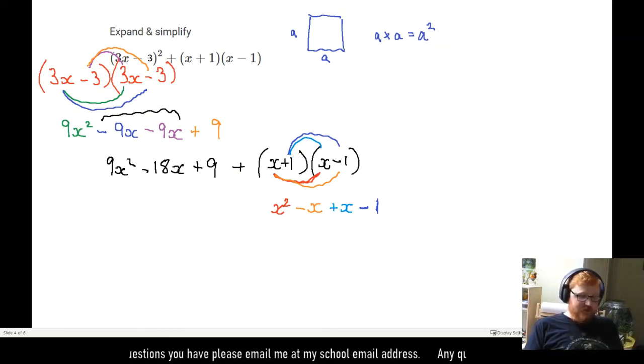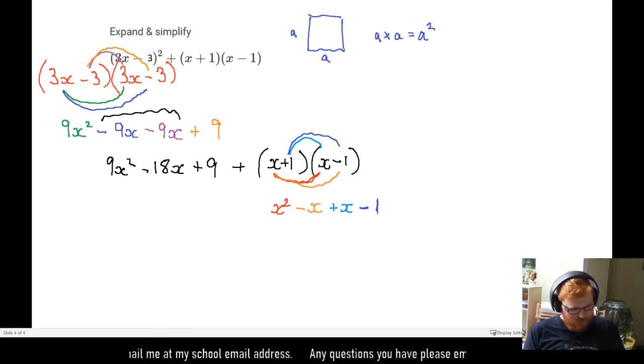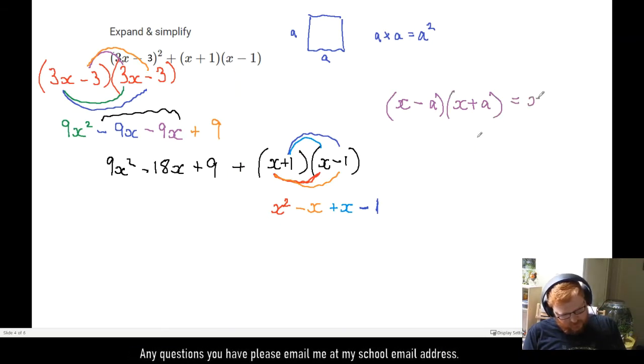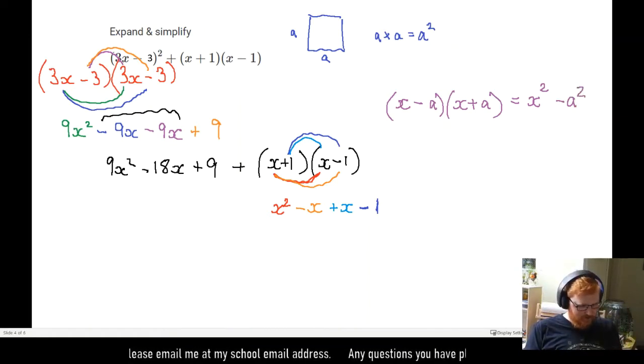Now then, this is actually a difference of squares. It's this beautiful thing, difference of squares, which we have looked at. x minus a times x plus a is going to give you x squared minus a squared. Difference of squares. We won't talk about that now.